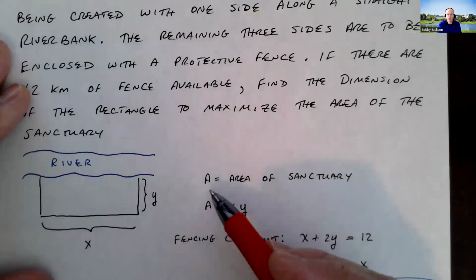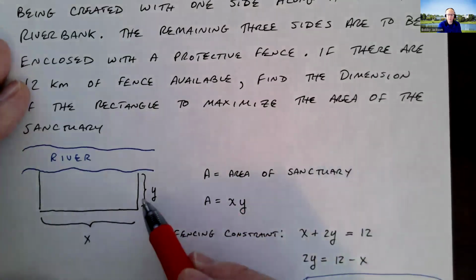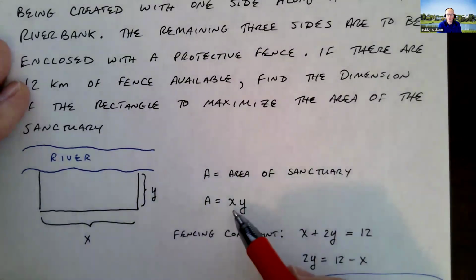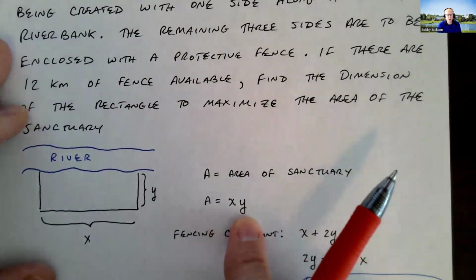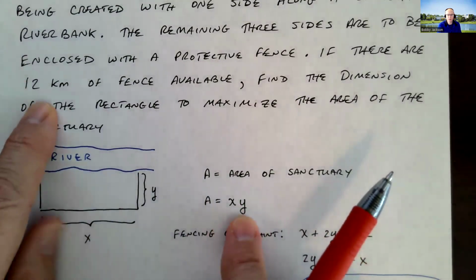So what is the area? Let A be the area. Area is just length times width, so X times Y is the area. And so how do I maximize that? Well, I can't choose X and Y to be anything I want, as big as I want, because we only have 12 kilometers of fencing.